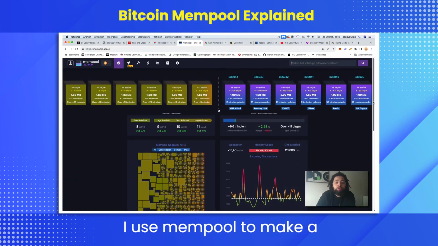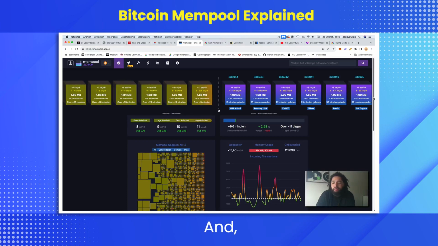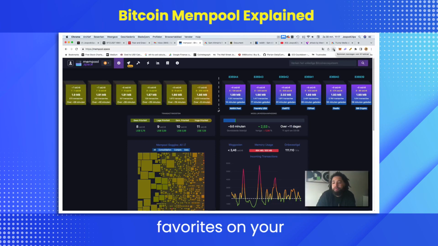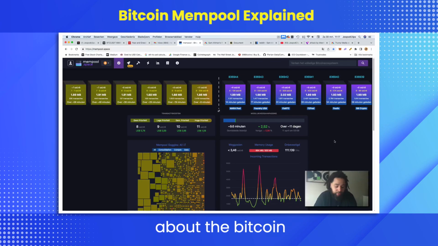I use mempool to make a decision on when I'm going to do a Bitcoin transaction and how much the fee is. And yeah, it's very interesting to have this mempool in your favorites on your browser, to know when you're going to do a transaction, if it will go fast, and what the reason is that it's been holding so long. So that's it for now about the Bitcoin mempool.